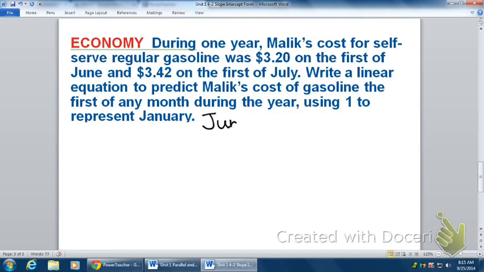So for June, we got $3.20. All right. On the 1st of July, we got $3.42. What is this, gas prices? Yes, gas prices.